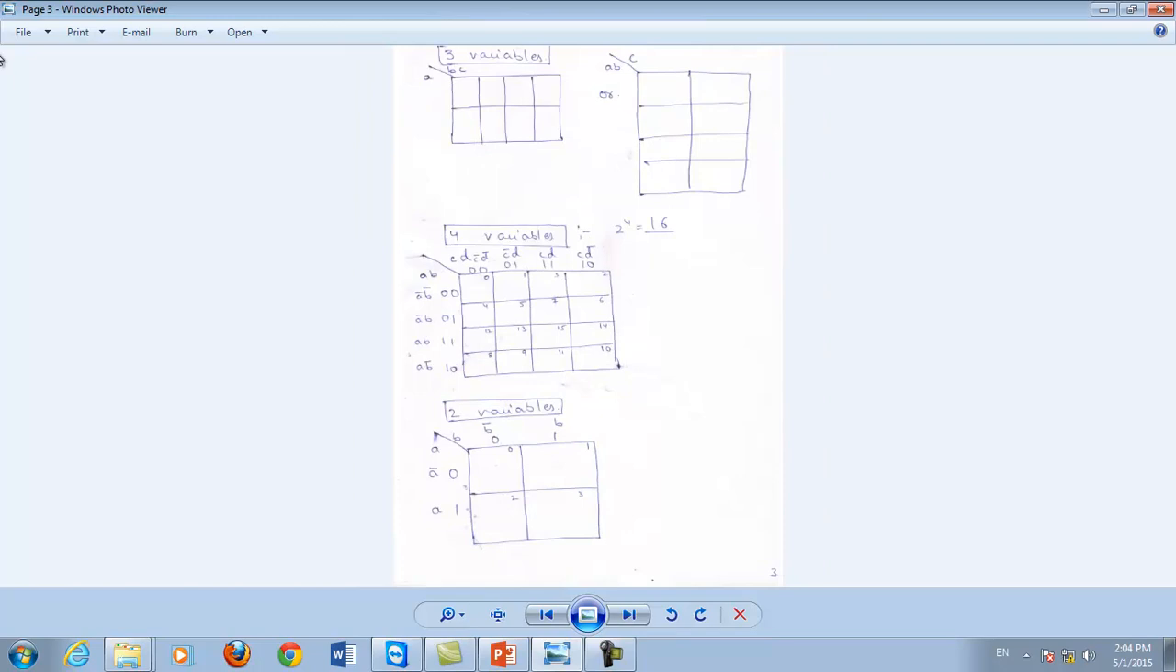This is how we can create a K-map of different numbers of variables. If there are a total of 8 variables, then accordingly the number of cells will be increased.